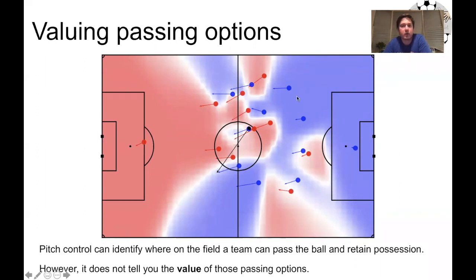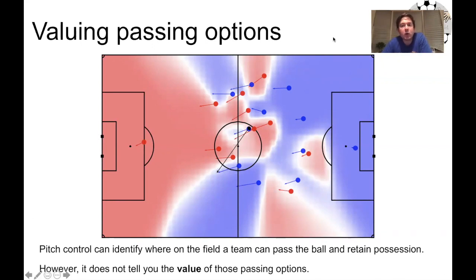So here I've plotted the pitch control field from an instant of one of the games. The dots show the positions of the players, and the arrows indicate the speed and direction that they were running in at this moment of time. The ball is with this player here, and the black arrow indicates the pass that this player is about to make. The background colors show you the pitch control field, and regions shaded red are controlled by the red team. So if the ball had been played there, they would be very likely to gain control of it. And the blue regions show you the areas that are controlled by the blue team and effectively show you what passing options are available to the player on the ball.